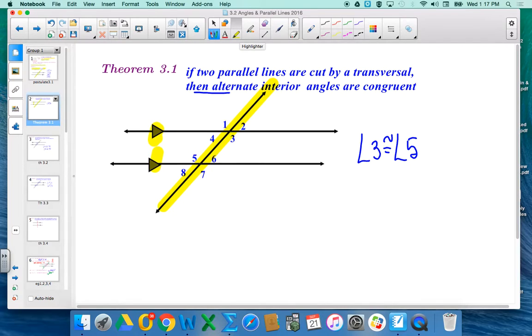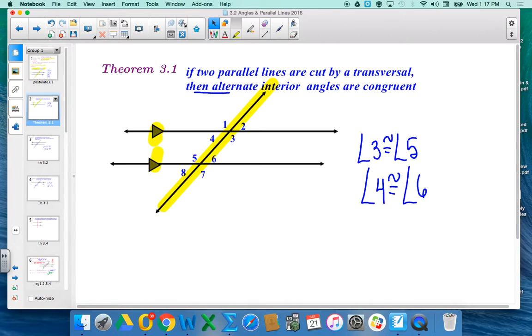Somebody give me another pair of alternate interior. 4 and 6. Would 1 and 7 be one? They have to be on the inside of the parallel lines, and they have to be on opposite sides of the transversal. So alternate means on opposite sides of the transversal. Interior means inside the parallel lines. Okay.